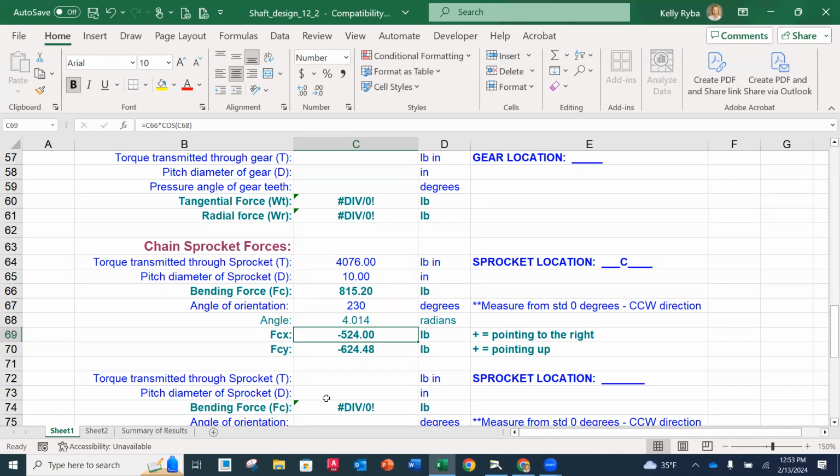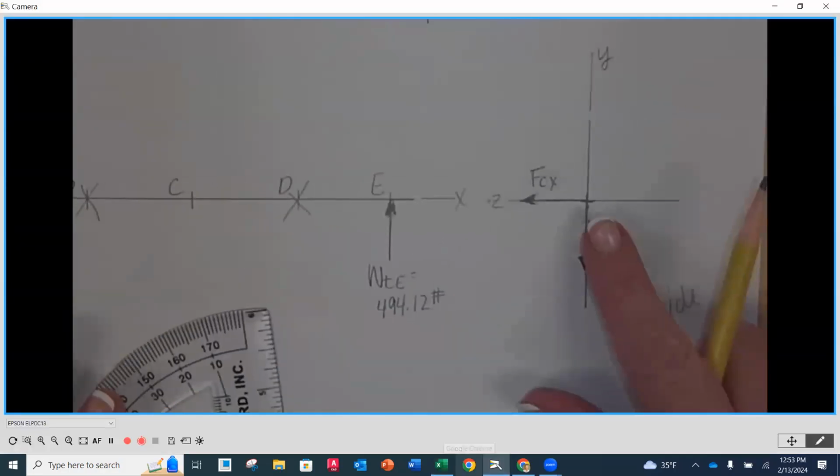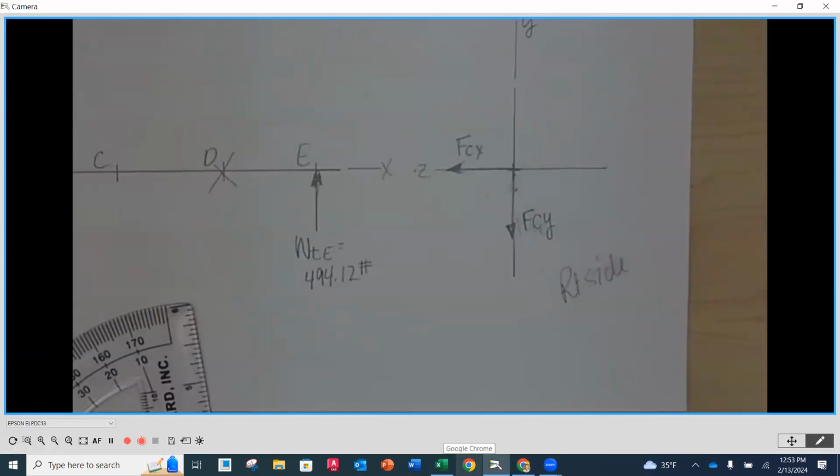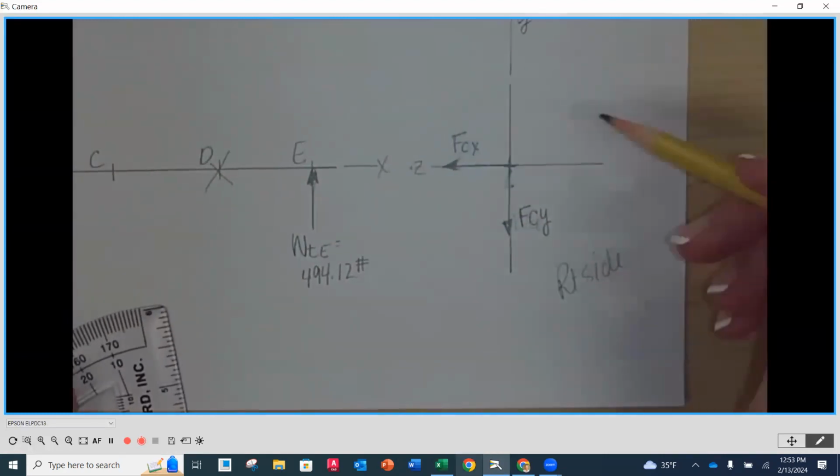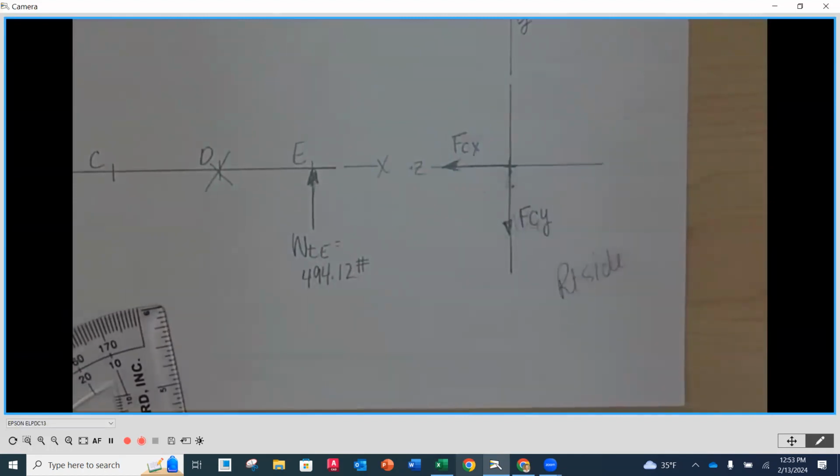And then my FCY, it says it's negative, so that one's going to go down. That one's going to be an FCY going down, and that one's going to be 624.48. So now over here in my right side view, I have my FCX going to the left and my FCY going down.